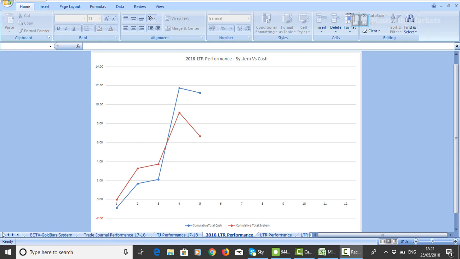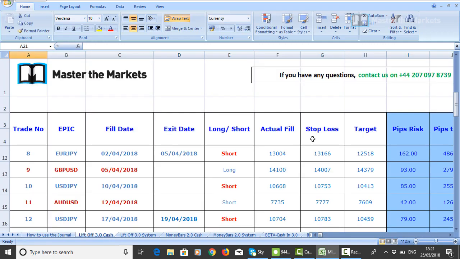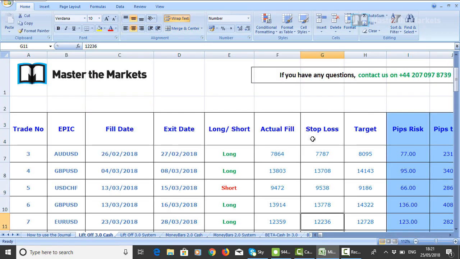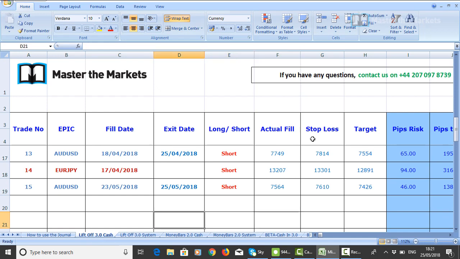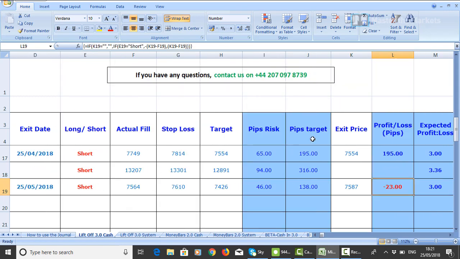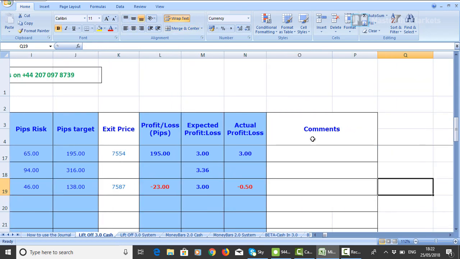Let's start by looking at the trades that were taken in the Vedanta Master the Markets live trade mentorship advanced rooms, which of course we call the live trading room standard. On the lift-off strategy, we did have a trade that triggered on the Aussie dollar. It triggered earlier this week, on the 23rd of the 5th. We're out on the 25th of May 2018.